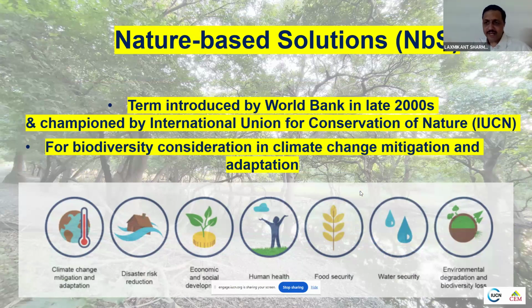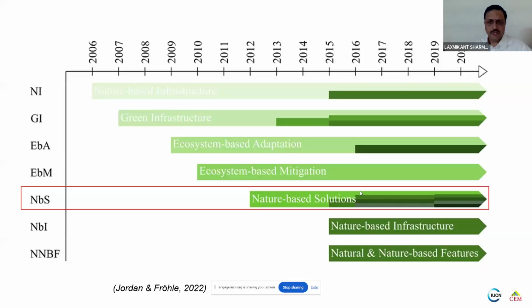And what they are giving it for is the biodiversity consideration in climate change mitigation and adaptation. So all these criteria and areas mentioned below are given the term NBS, a solution they are suggesting.